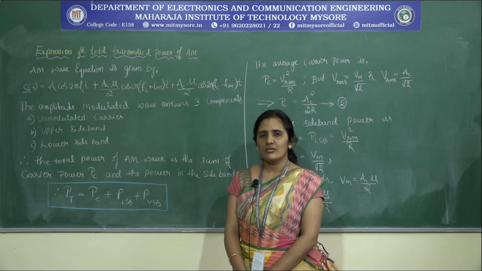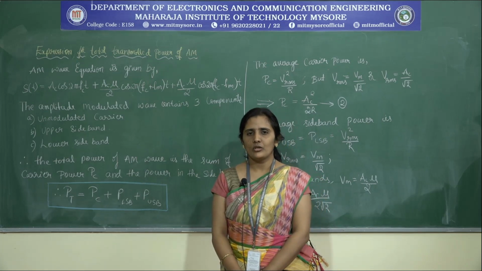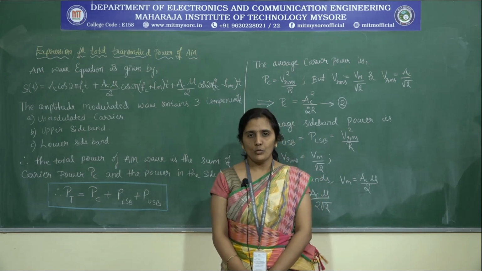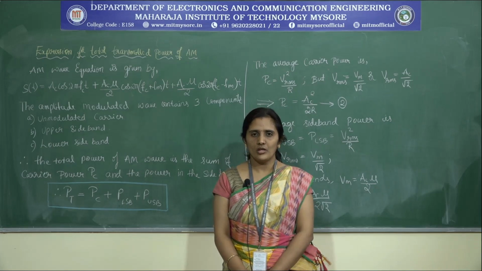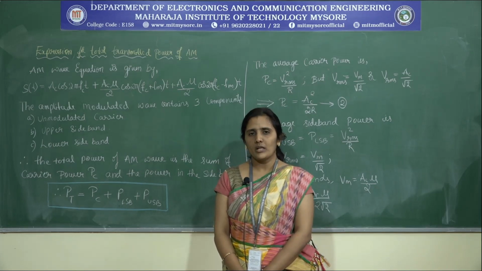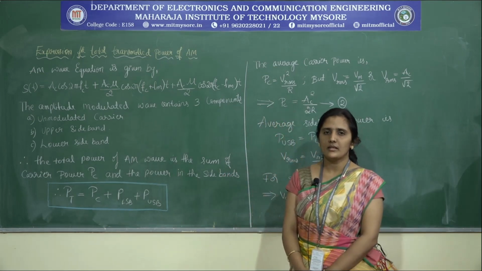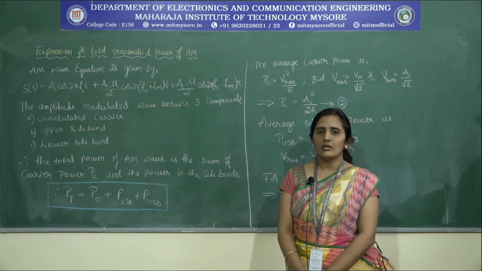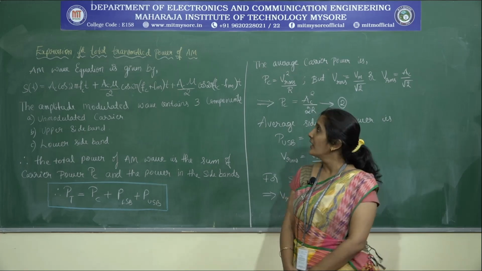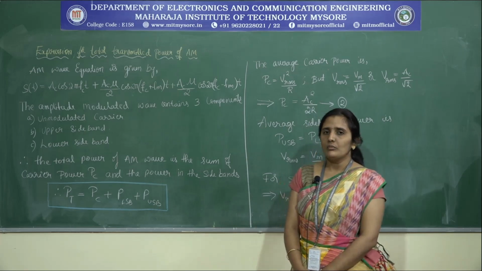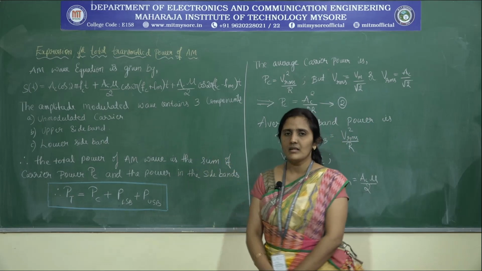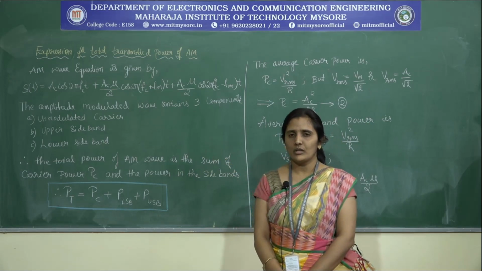In the last session we discussed modulation, the need for modulation, and amplitude modulation in both the time domain and the frequency domain. Today we are going to discuss the expression for the total transmitted power of an AM wave. Before discussing this, we have the equation for the AM wave.